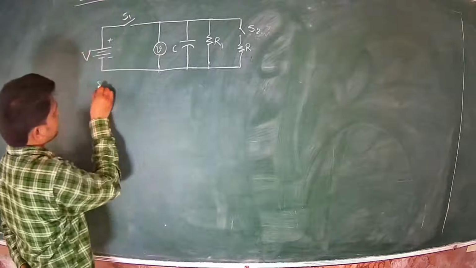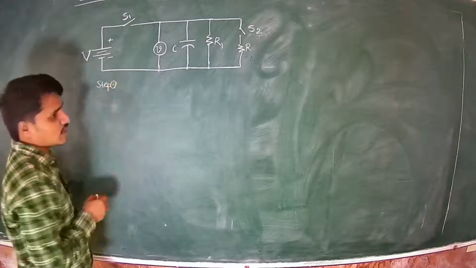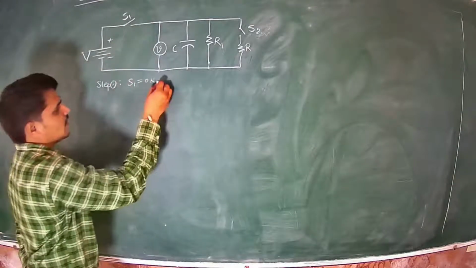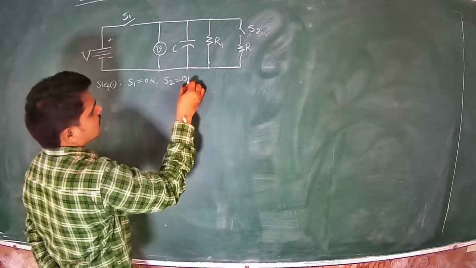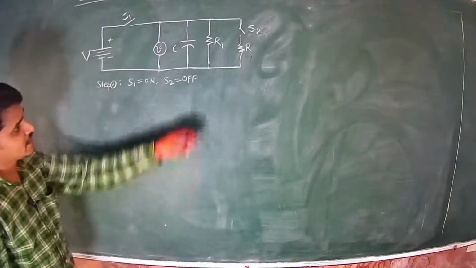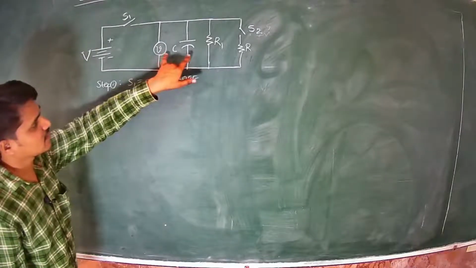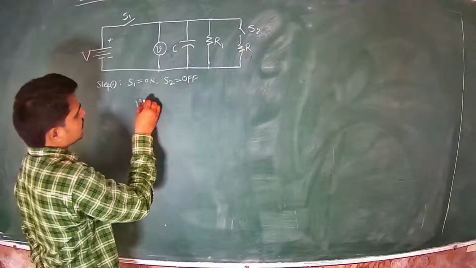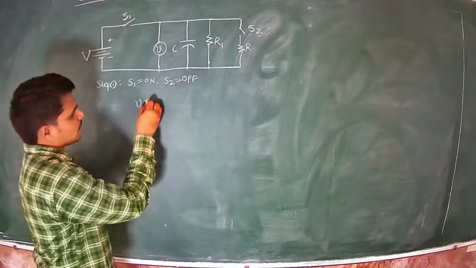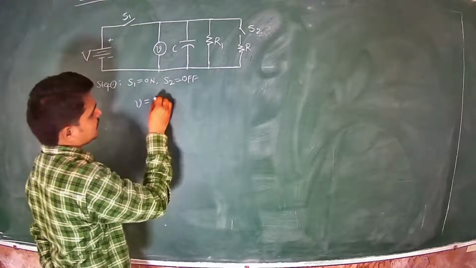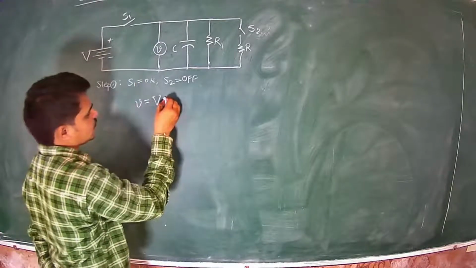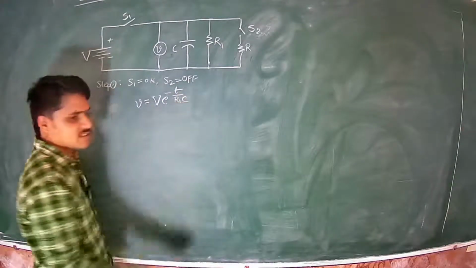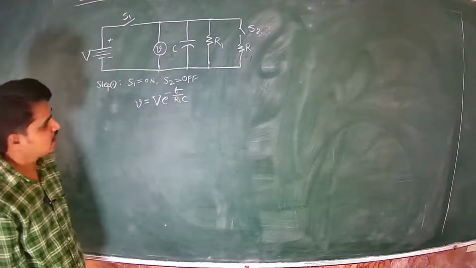Now step 1 is, first S1 is on and S2 is off. So we are finding the voltage across this branch, that is the voltage across the capacitor. So the voltage across the capacitor, small v, equals capital V, the total voltage, into e to the power of minus t by tau, where tau is equal to R1 C.